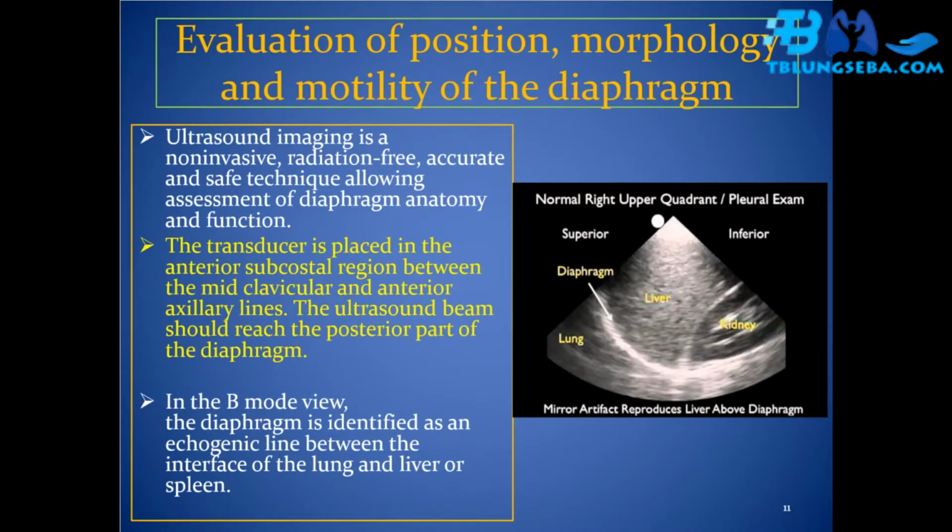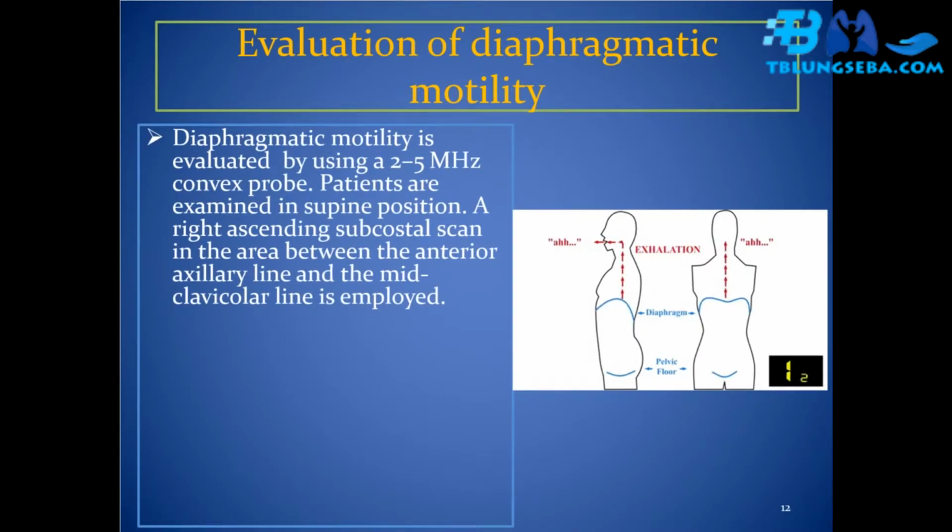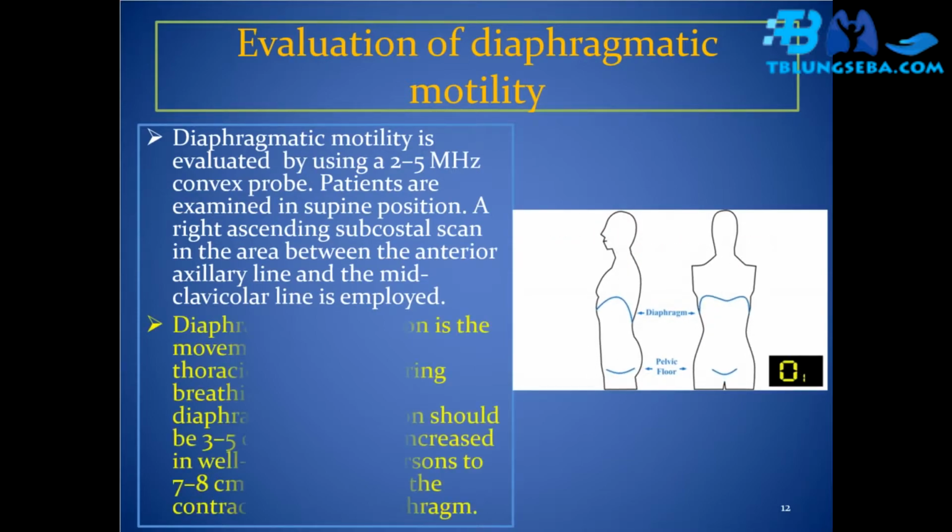In the B-mode view, the diaphragm is identified as an echogenic line between the interface of the lung and liver or spleen. Evaluation of diaphragmatic motility. Diaphragmatic motility is evaluated by using a 2 to 5 MHz convex probe. Patients are examined in supine position. A right ascending subcostal scan in the area between the anterior axillary line and the midclavicular line is employed.